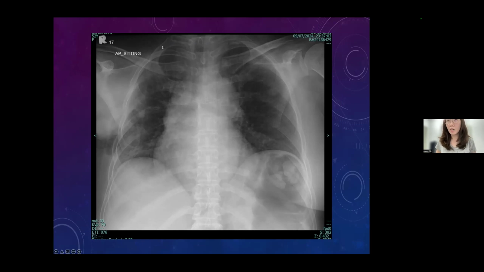Again, one by one, outline the ribs, and you will see a lytic lesion here. If we don't draw and don't compare, we will miss the lytic bone lesion. So this is a stage 4 disease.